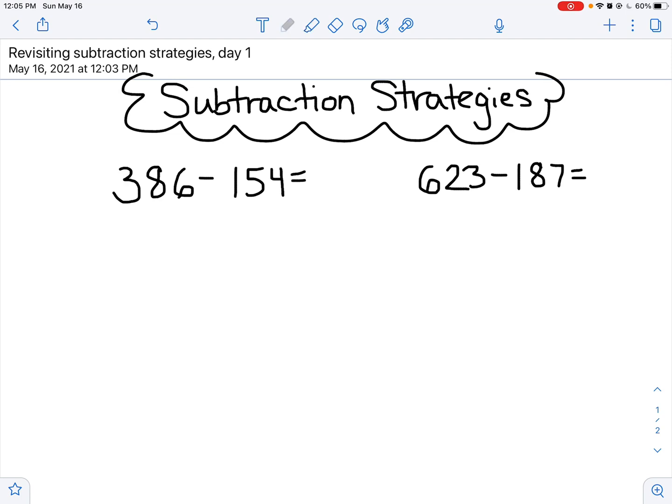Take a look at your first problem. See how we have 300 minus 100 in our place value? And then we have 80 minus 50. And then we have 6 minus 4. All of those problems can be done without doing any regrouping, right? You have enough hundreds to take away one of the hundreds, you have enough tens to take away the 5 tens, and you have enough ones to take away the 4 ones in the original problem.